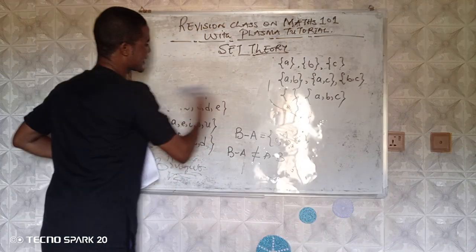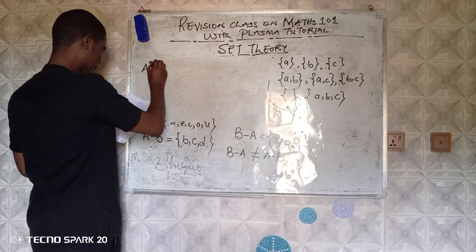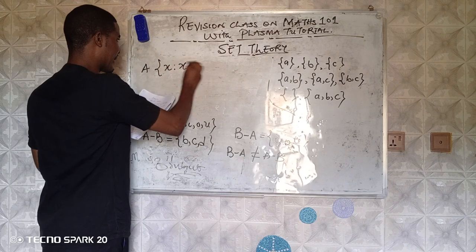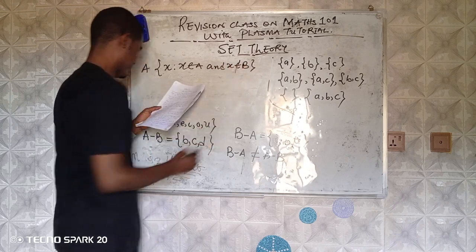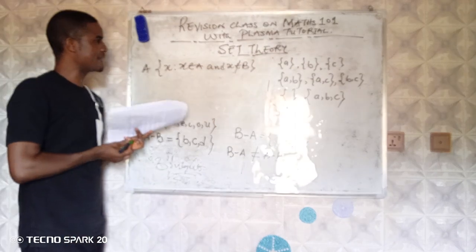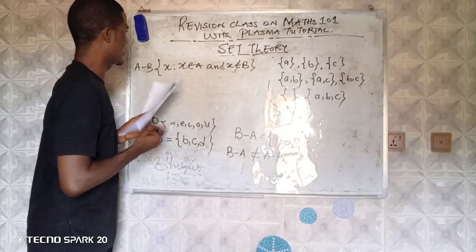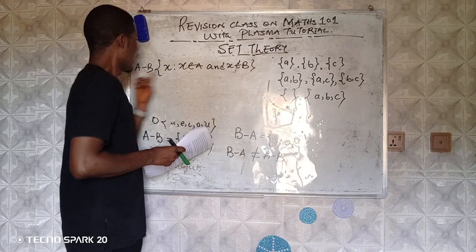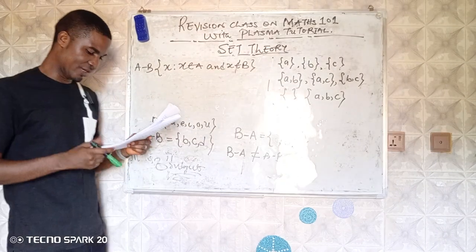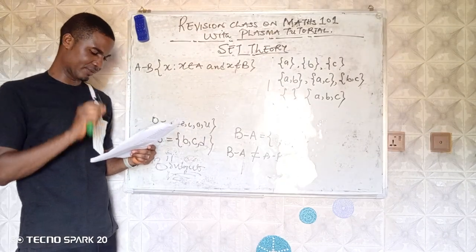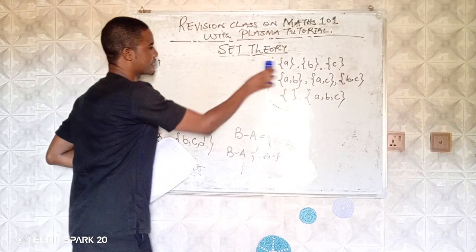Now, difference of sets can be written in a short form, or what you call set builder notation, as A minus B is the set of X, such that X is an element of A, and X is not an element of B. This is when we say A difference B. Elements found in A, but they are not in B. So we call this A minus B. You can see the examples we have listed out there.